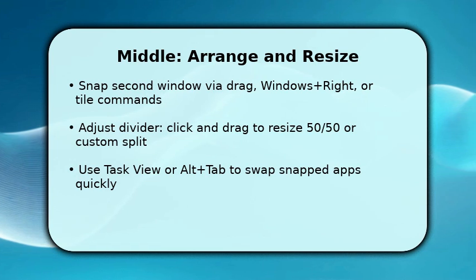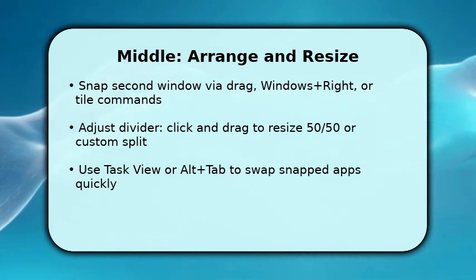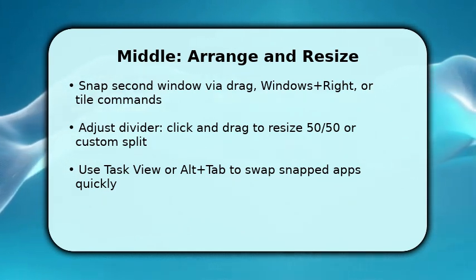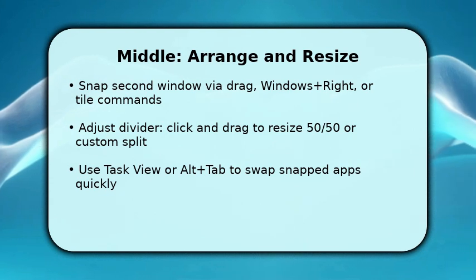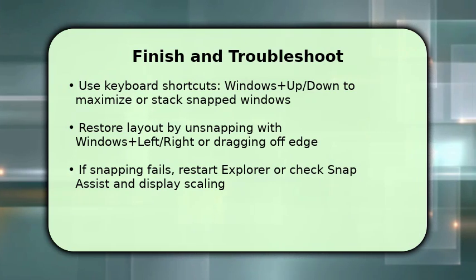This ensures predictable behavior. Then adjust the divider by clicking and dragging, move toward one app to favor it, or hold Shift for finer control in some environments. If you need a different app, use Task View or Alt plus Tab to swap it into the snapped slot without breaking the layout. To finalize, polish the layout.